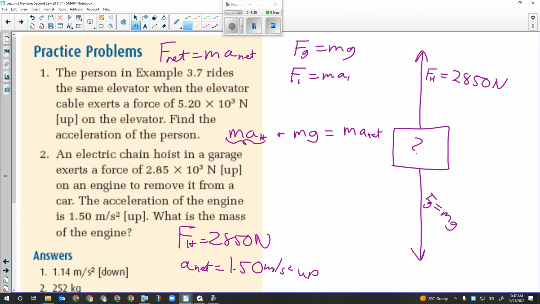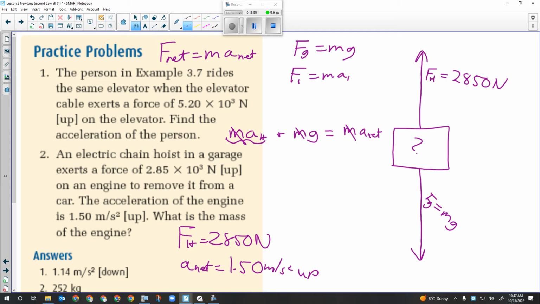What can I cancel from this equation? What's in every term? Mass. Now, this also tends to confuse people because mass is what I'm supposed to calculate and I'm canceling it, but there's a reason for my madness. I'm going to cancel off the masses.